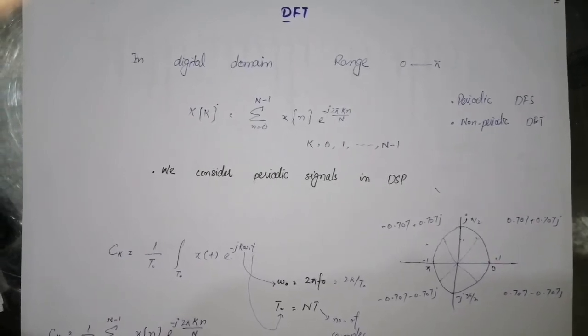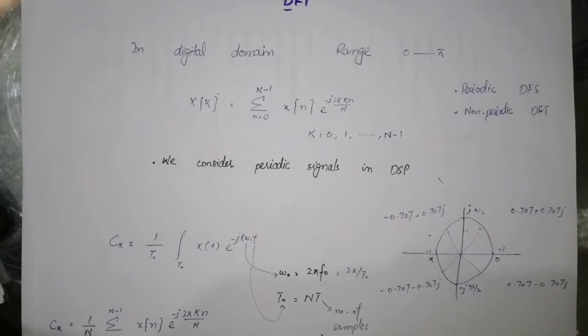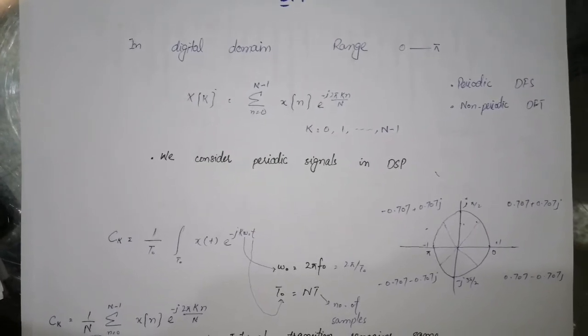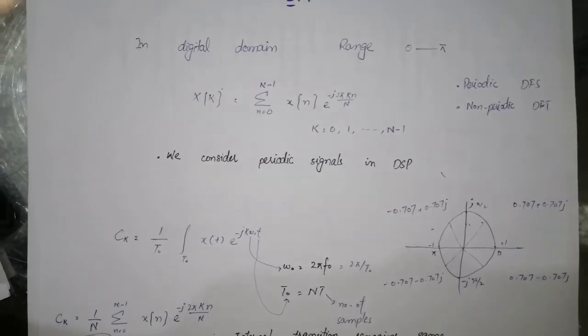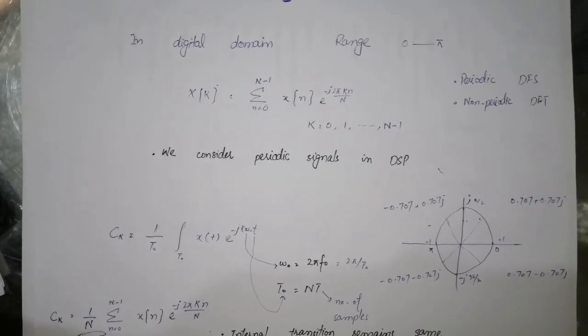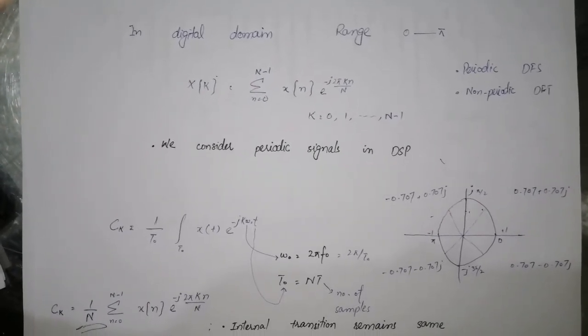We consider the periodic signals in DSP. If we have the periodic signal, we have discrete Fourier series, and when we have the non-periodic signal, we use discrete Fourier transform.